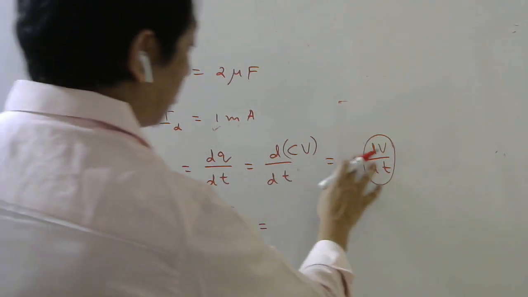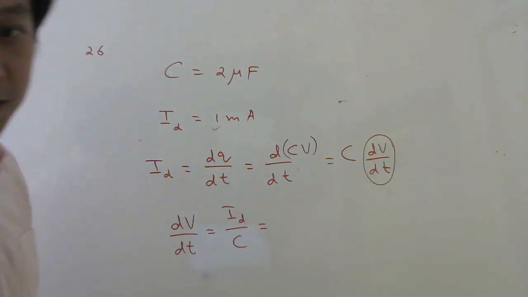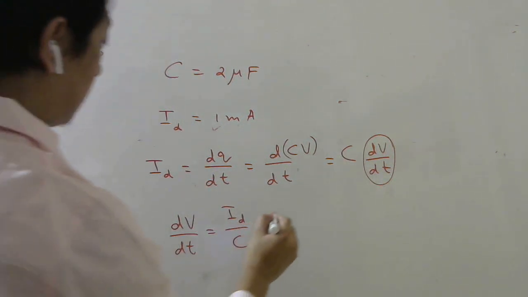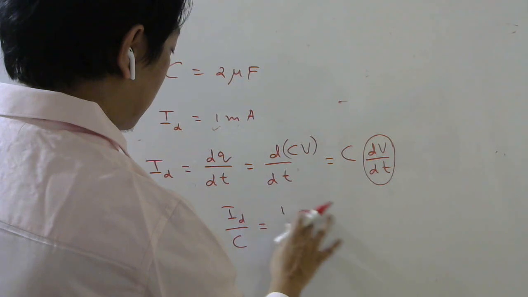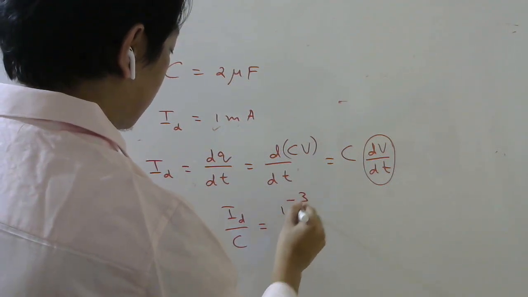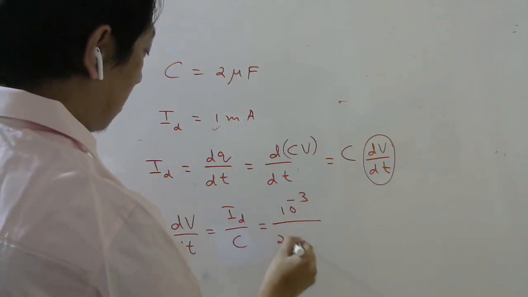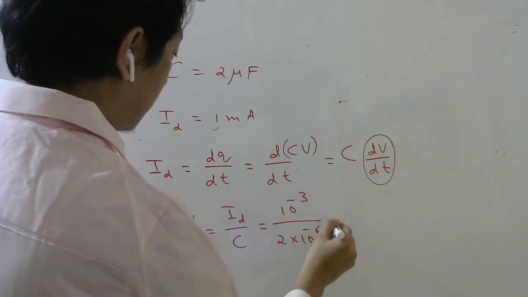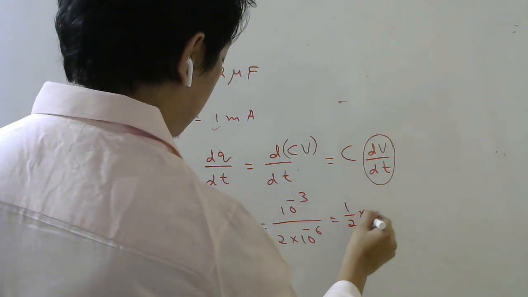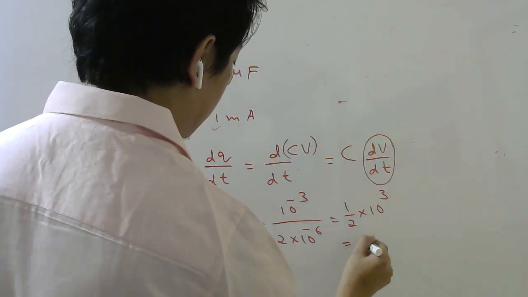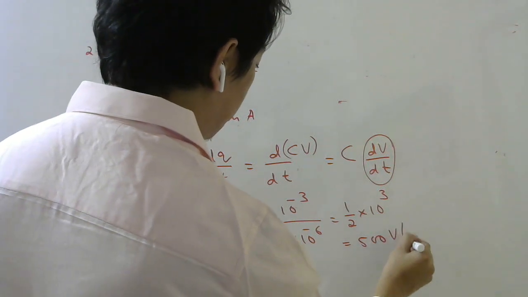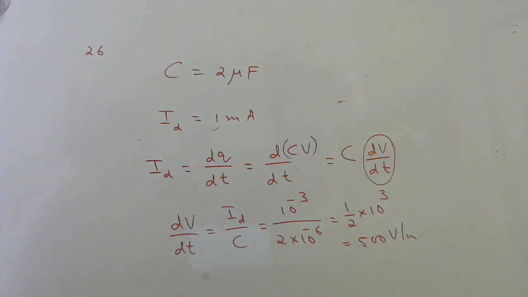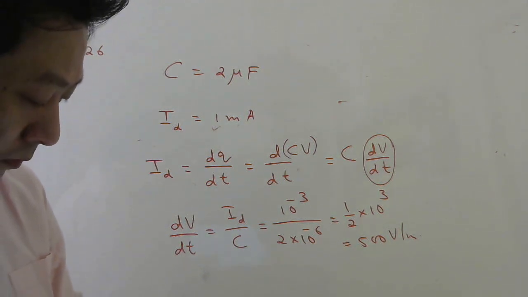Not speed of light, okay? This is capacitance, capital C it is. So displacement current is 1 milliampere, that is 10 power minus 3. Capacitance is 2 microfarad, 10 power minus 6. So 1 by 2 into 10 power plus 3. So 500 volt per meter. 500 volt per meter. Which option? Option A.